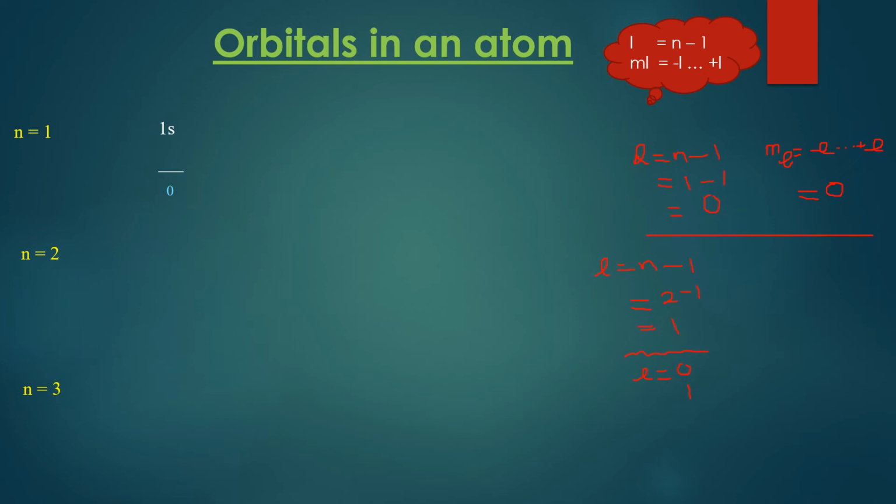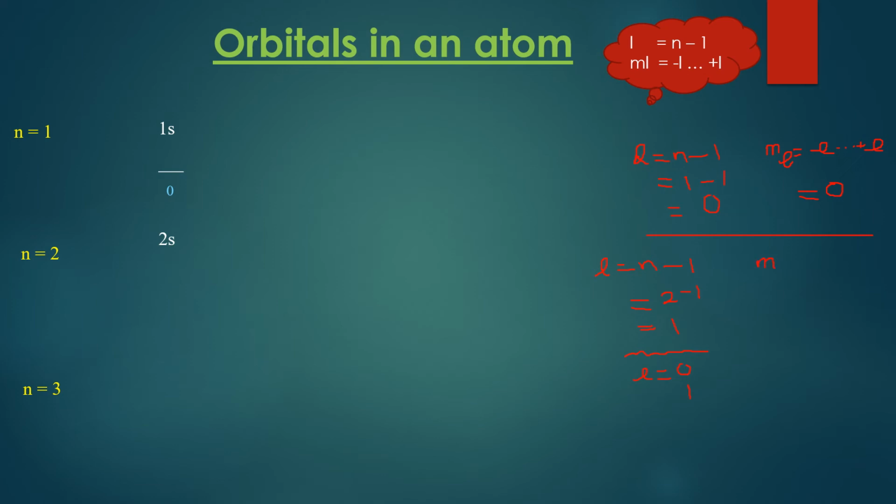If L is equal to 0, we have an s orbital. Every time L is equal to 0, it's called an s orbital. If the s orbital is in the first shell, it's called 1s. If the s orbital is in the second shell, it's called 2s. Then we have L is equal to 1. When L is equal to 1, it is called a p orbital.